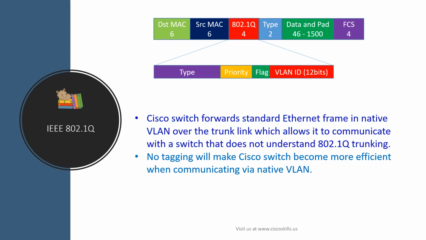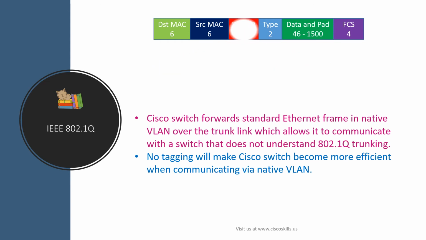As you know, a Cisco switch forwards standard Ethernet frames in the native VLAN over the trunk link, which allows it to communicate with a switch that does not understand 802.1Q trunking. Also, no tagging makes a Cisco switch more efficient when communicating via the native VLAN.